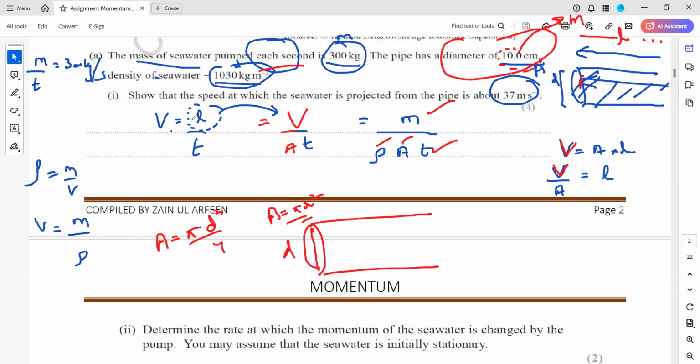Is it clear, this question? Or should I repeat? So 37.08 meters per second. Is it clear or should I repeat? No, Jackie. Okay, sure. For some students, I'll repeat.